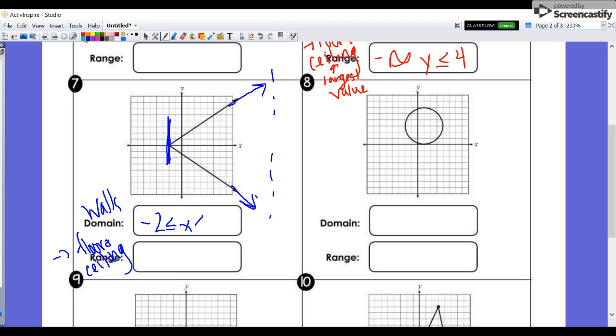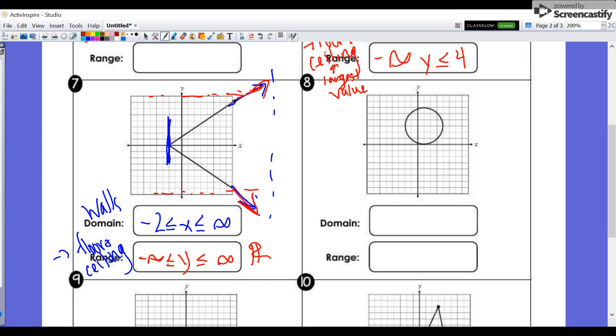Kind of in that same idea, my floor and ceiling. Try and draw a ceiling at the top of that graph. I'm going to go through it, the floor and the ceiling. So this is one that I'm going to have negative infinity, positive infinity, or all real numbers.